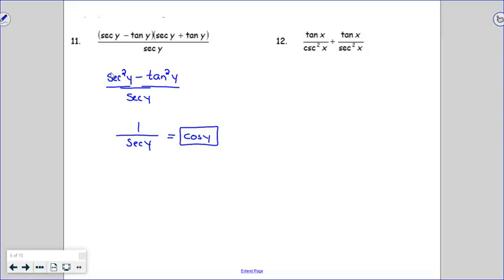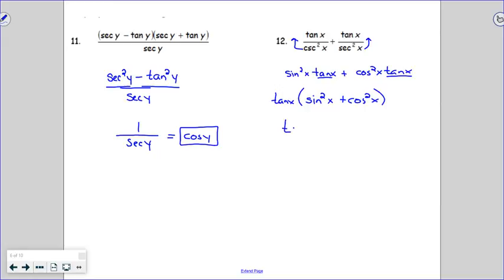In the next one, I used the identities to write those in the numerator. So this would be sine squared x tangent x plus cosine squared x tangent x. And they have that GCF of a tangent x, so I factored that out front, leaving me with sine squared x plus cosine squared x. Well, sine squared plus cosine squared I can replace with its Pythagorean identity of 1, which would leave tangent x.